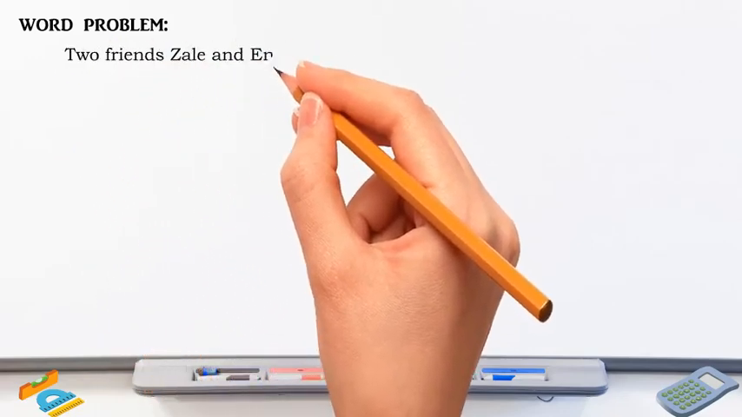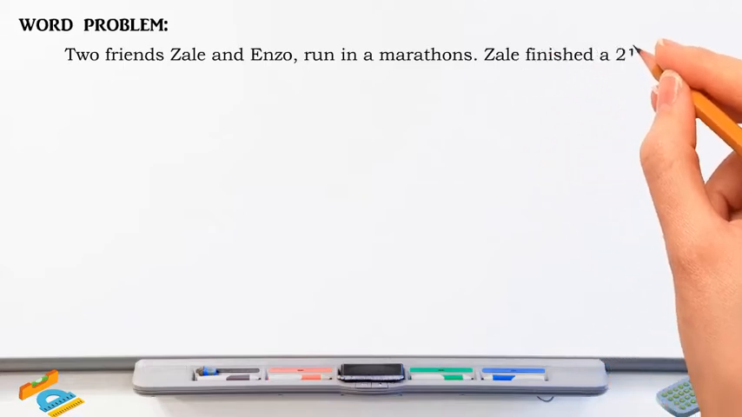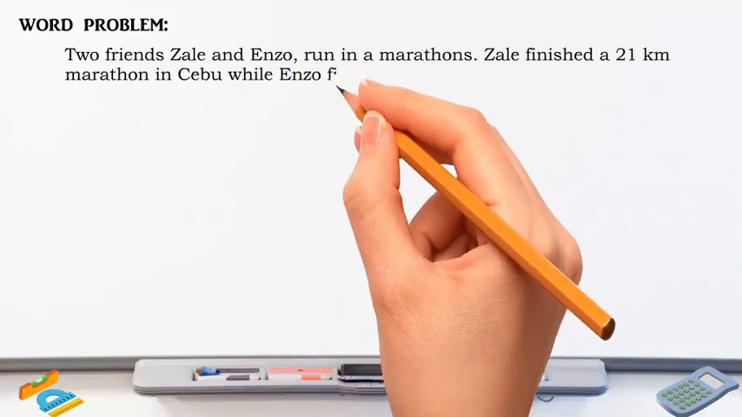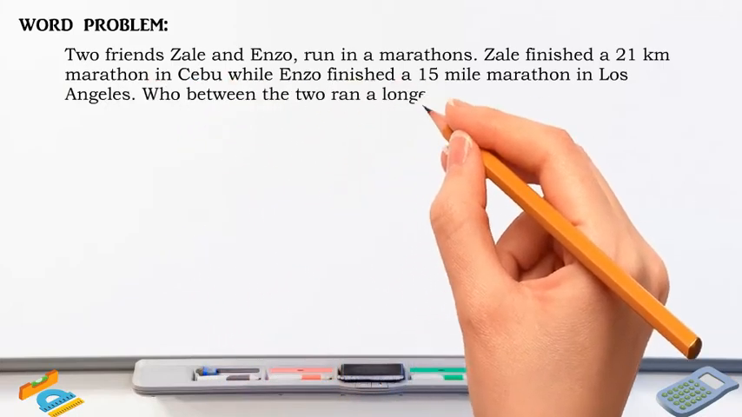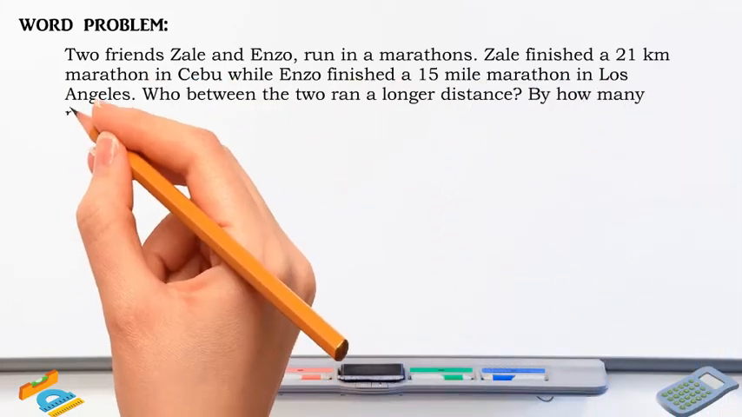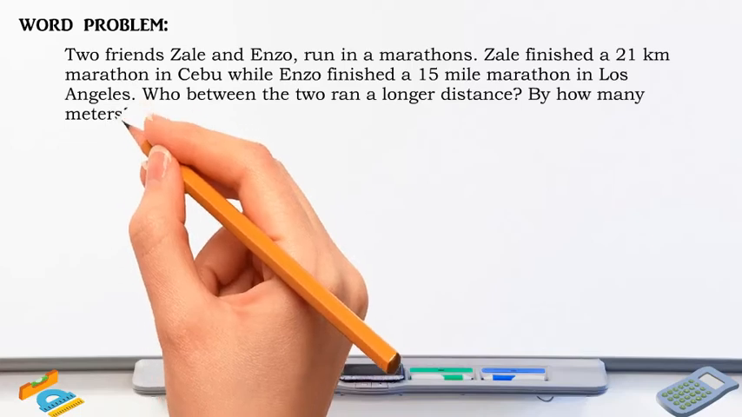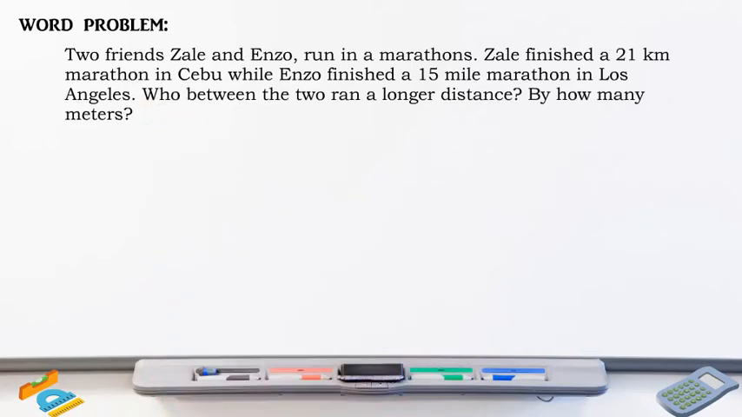Now let's have an example of a real-life scenario that involves conversion of units and measurement. 2 friends, Zale and Enzo, ran in a marathon. Zale finished a 21-kilometer marathon in Cebu, while Enzo finished a 15-mile marathon in Los Angeles. Who between the two ran a longer distance? By how many meters?